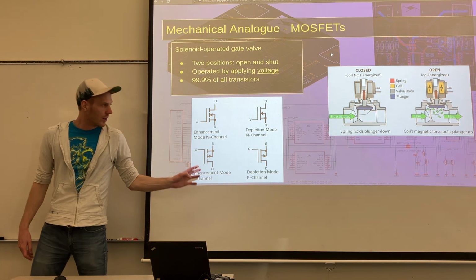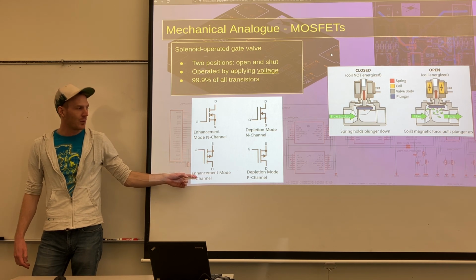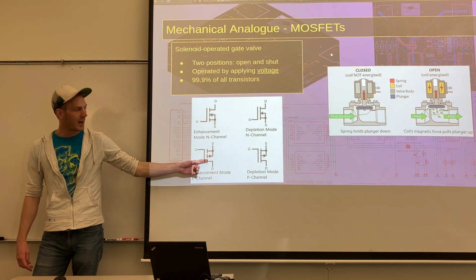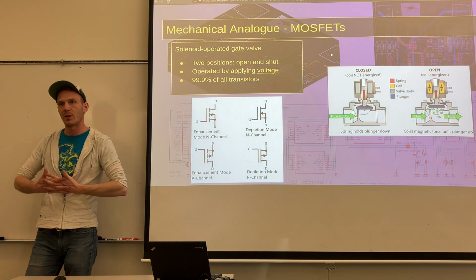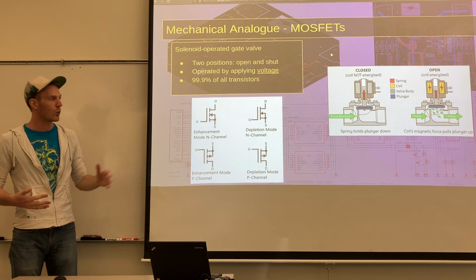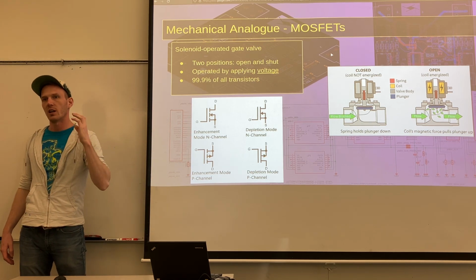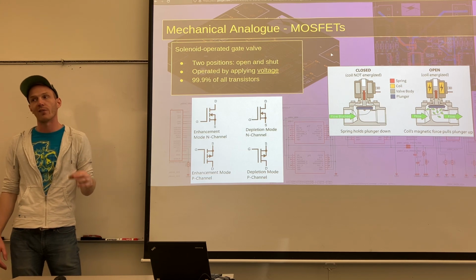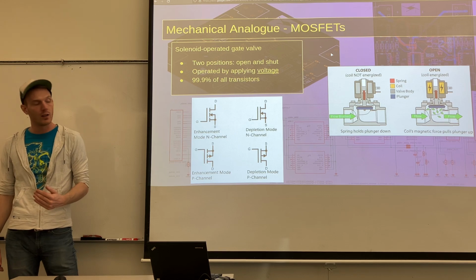So there's two types of MOSFETs, enhancement and depletion. Enhancement has gaps, which in the context of a gap means there's no path for current. So what you should think of when you think of enhancement is that it is normally not conducting. So in a valve equivalent, it is normally shut. There's nothing going through it.